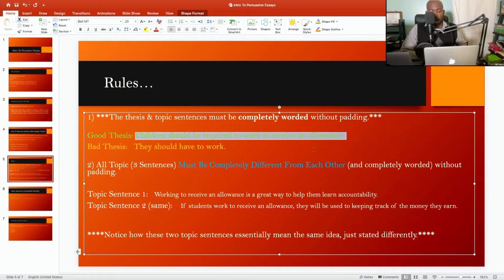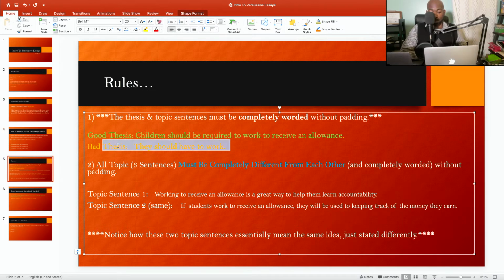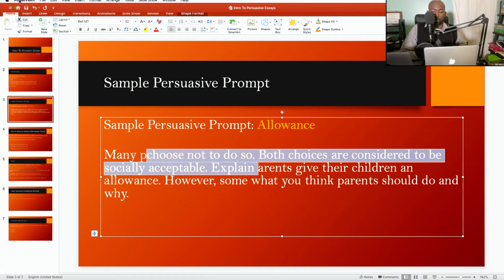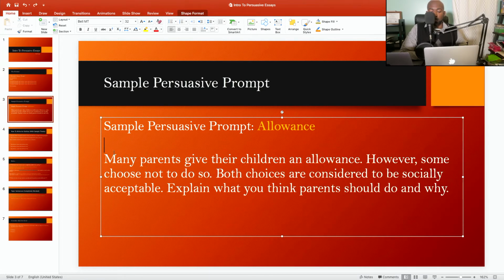Okay, but I've seen thesis statements that look like this. The bad one says, they should have to work, and that's all it says. Well, I asked the question, do you know what that means? And if I ask that question in session, students will be like, well, yeah, I guess. And yeah, you do know what that means. But the reason you know what that means is because you read this writing assignment. Right here. Let me put that up. Right here, you read this writing assignment.